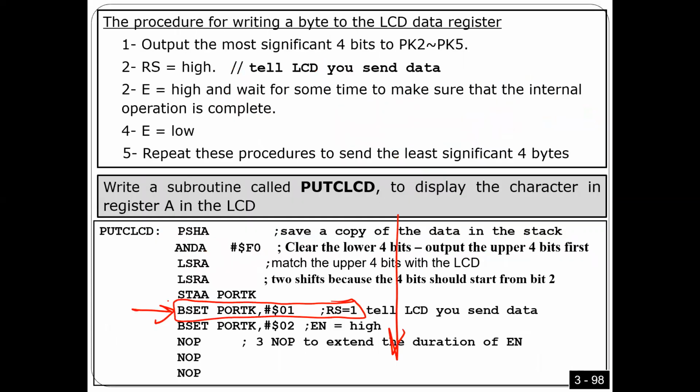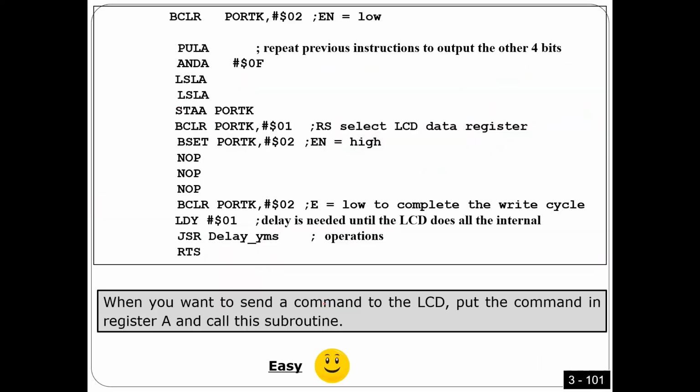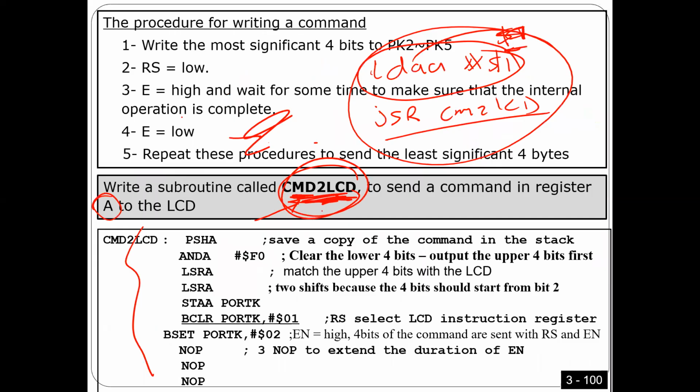Same thing here. So the subroutine of command to LCD is similar to the subroutine of put character LCD. The only difference is that I have to clear RS, instead of setting it, just to tell the LCD this is a command. Okay. So if you look at the subroutine, it's exactly the same thing. The only difference is here. The only difference is here. Okay. Any question? Very easy.